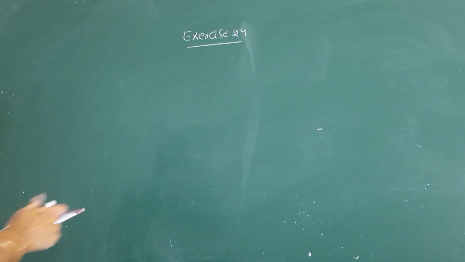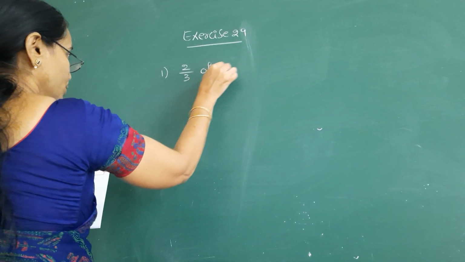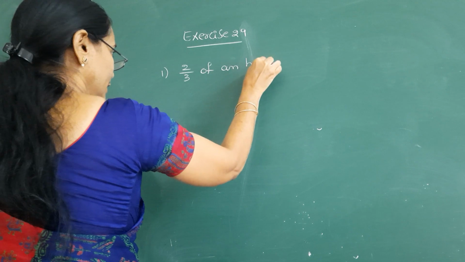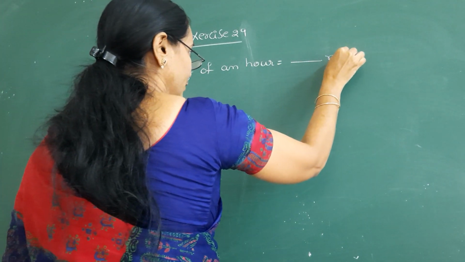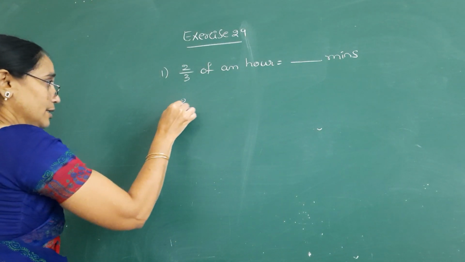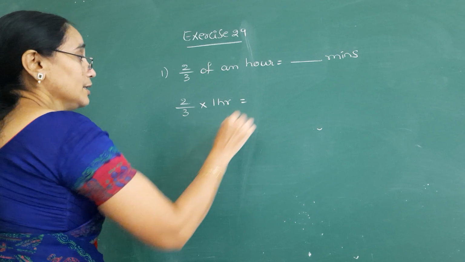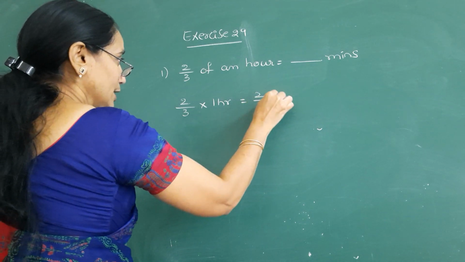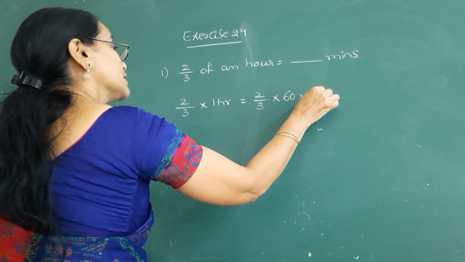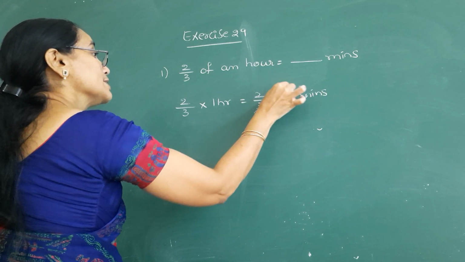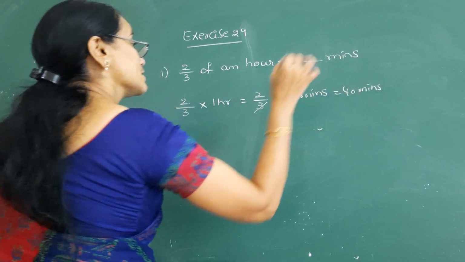See here, the first question is 2 by 3 of an hour. 2 by 3 of an hour is how many minutes, they are asking. Here they want to convert into minutes. 2 by 3 into 1 hour. The question asks for minutes, so you have to convert into minutes. 1 hour is equal to 60 minutes. 2 by 3 into 60, that is equal to 40 minutes. Okay, now that is the answer.